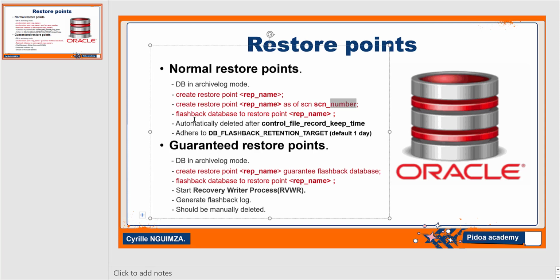Now to go back to the restore point, you need to flash back the database to restore point, and you give the restore point name. Remember, to use a normal restore point, you need to enable flashback: alter database flashback on. If flashback is not enabled, you will not be able to go back to the normal restore point. The normal restore point is managed in the control file. It's stored in the control file.